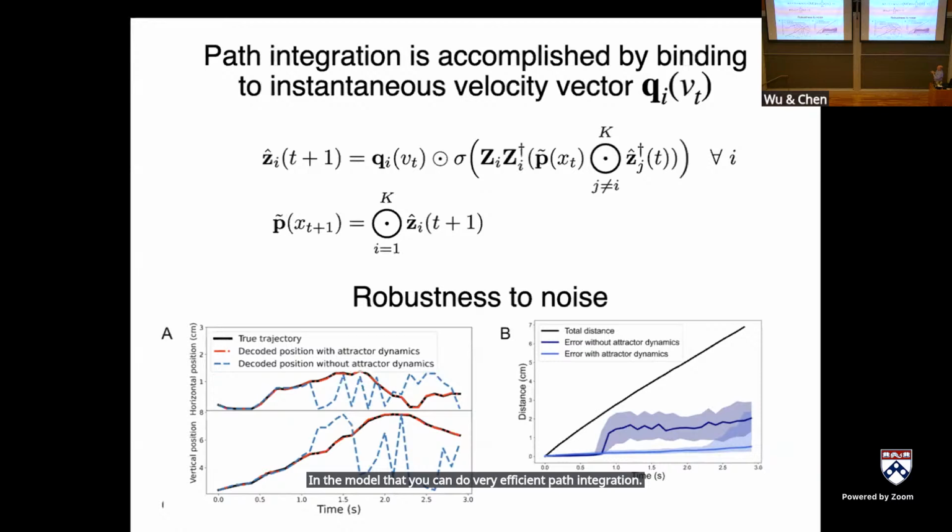And this path integration is also robust to noise. So you could have noise in these vectors, phasor noise in these vectors coming in, and in the resonator network, it still performs efficiently.